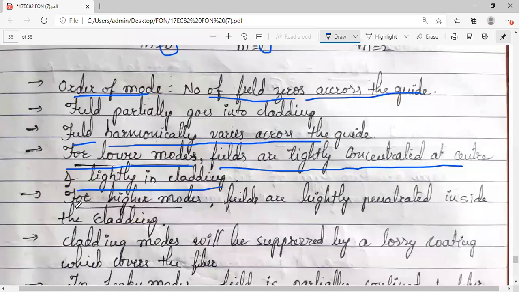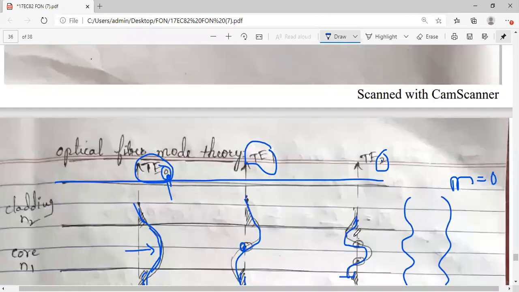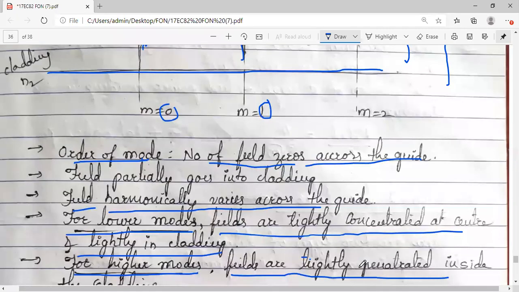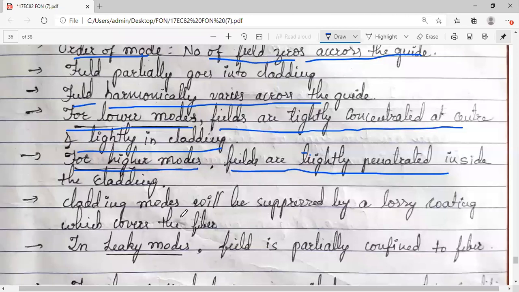But when it comes to the higher modes, TE5, 6, 7, 8 and so on, what will happen here is the fields are tightly penetrated inside the cladding. So the shaded part, as the modes increase, this shaded area keeps on increasing. And the quantity of field concentrated in the core will be less as the modes increase. Cladding modes will be suppressed by a lossy coating which covers the fiber.